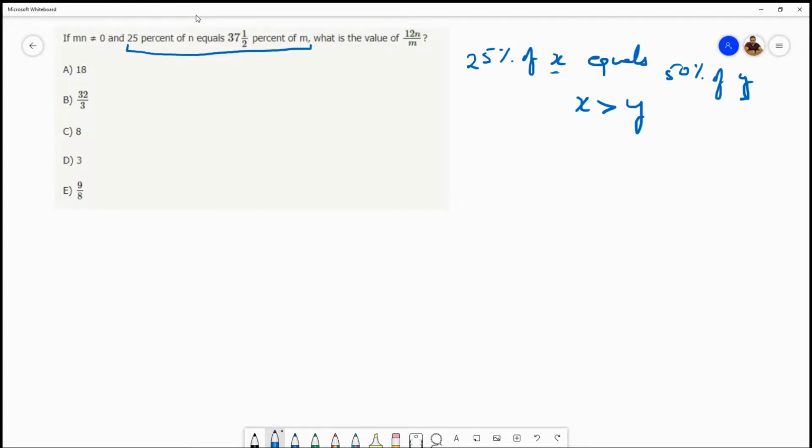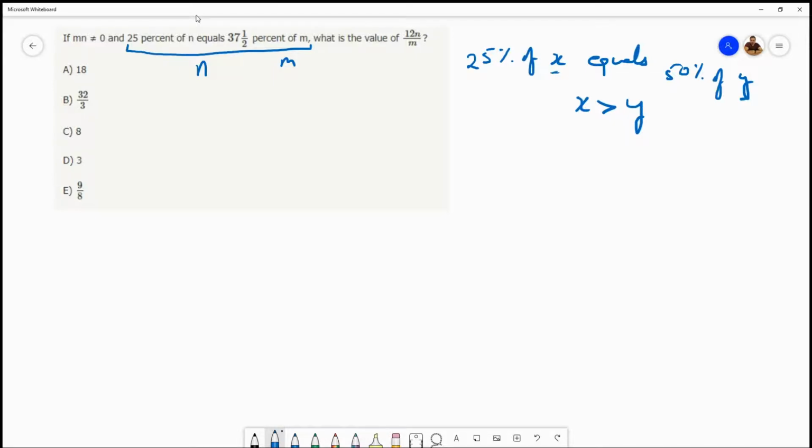Now, let's see if we can apply the same understanding to our original given piece of information. 25% of n is equal to 37.5% of m. Now, which one would be greater, n or m? Let's try and understand that. 25% of one cake is equal to 37.5% of the second cake. A bigger percentage of the second cake.